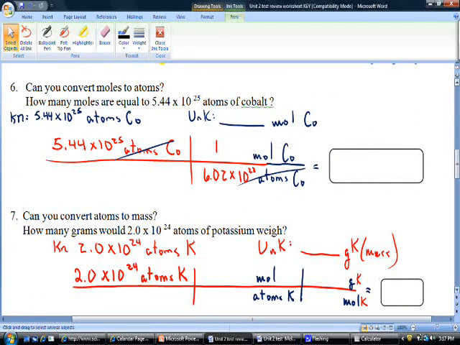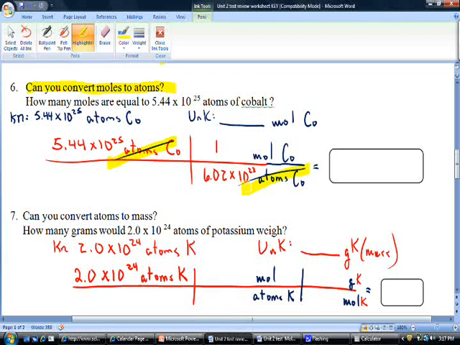Moving on to question number 6. In question number 6, the question is, can you convert moles of any compound to atoms of the compound? Here we're dealing with the metal cobalt, and we want atoms of cobalt to cancel, and we want our relationship to change that to moles. So we simply do the division.